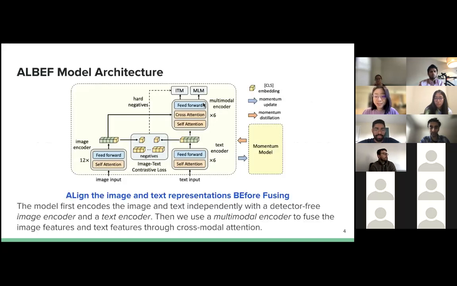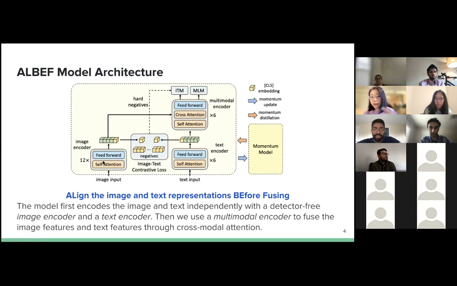So this team proposed a novel model architecture to tackle these limitations we just talked about. And this model is named ALBEF, which stands for Align the Image and Text Representations Before Fusing. This title summarizes what this model is doing pretty well. So the model first encodes image and text independently with a detector-free image encoder and text encoder. And then they use a multimodal encoder to fuse the image features and text features through cross-modal attention. So there are two stages going on here.